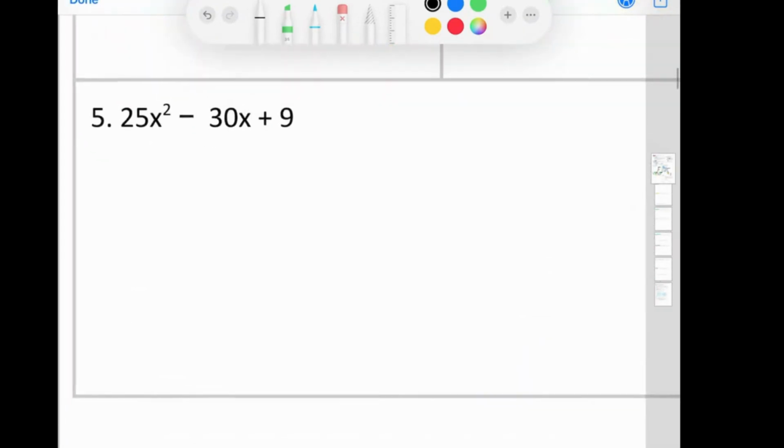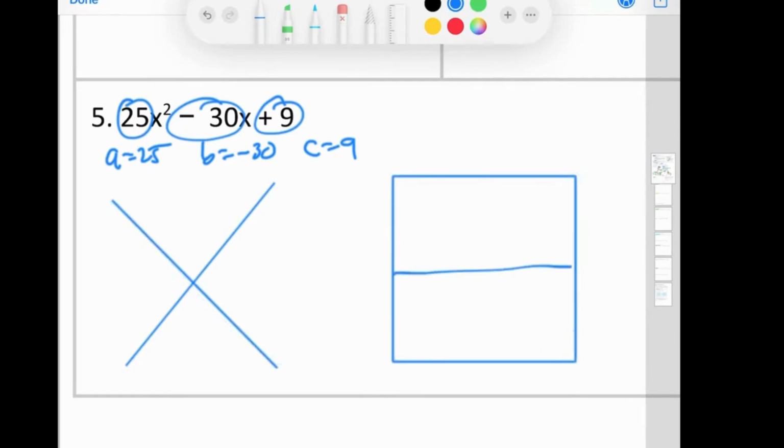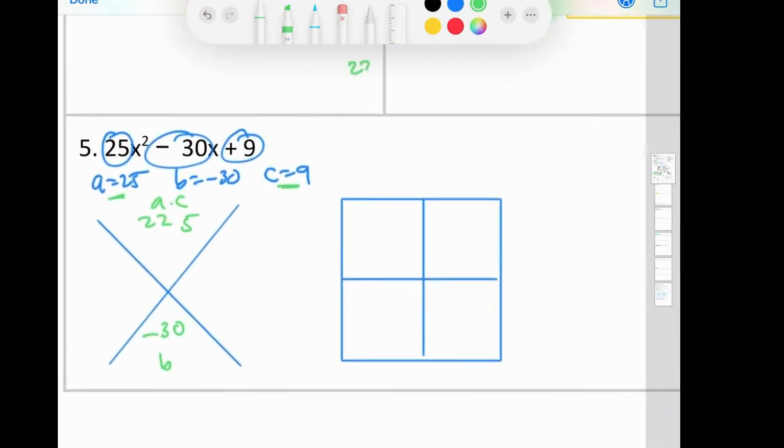And the last one, a is 25, b is negative 30, and c is 9. Let's do our x in our box. Okay, a times c is 25 times 9, 225. So a times c. My b value always goes in the bottom here, negative 30. So I'm going to write out all the factors of 225. This is a great strategy when the numbers are big and you can't see it.